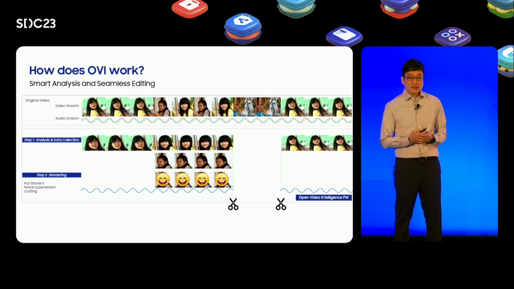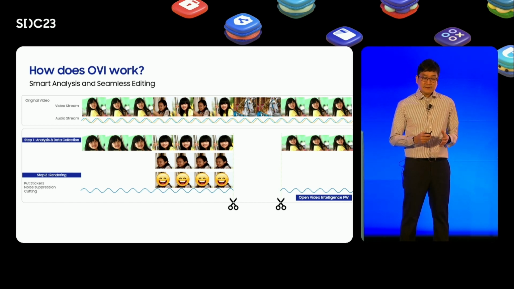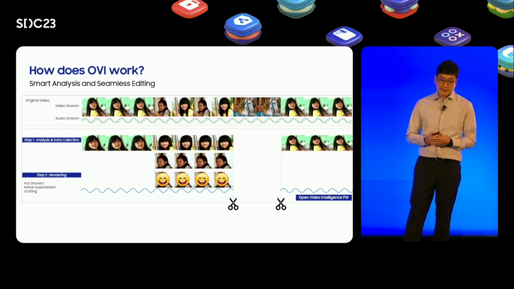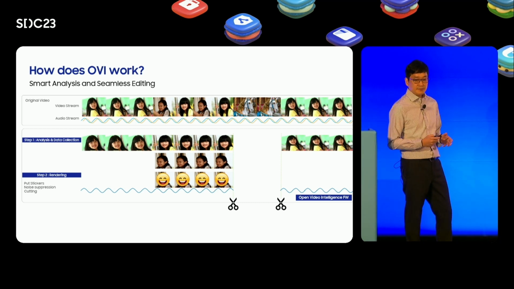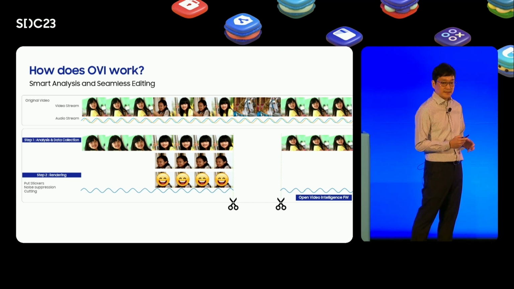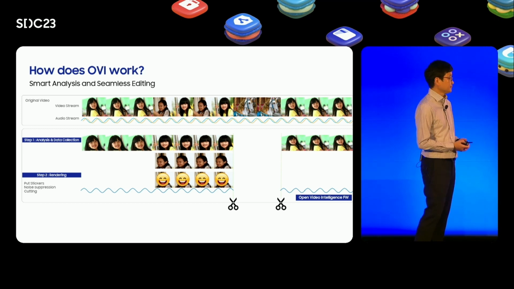OVI render takes charge, applying stickers based on the analysis results and effectively reducing background noise. Finally, OVI render assembles the final video by seamlessly removing sections where the child's face isn't visible and merging the remaining footage.